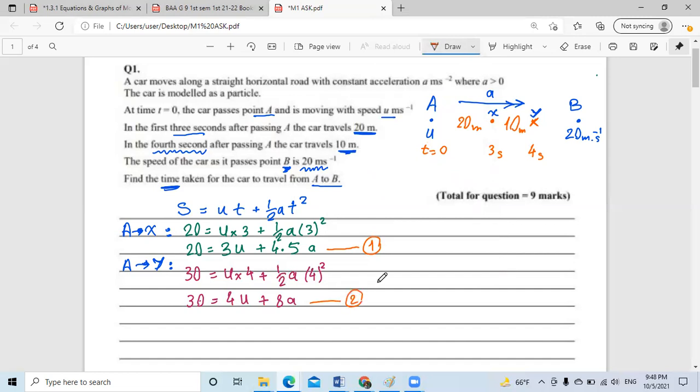Now I have two equations with two unknowns. I'll multiply equation number 1 by -4 and equation number 2 by 3, or use any other math method, and add both equations to find the value of a. I will cancel the value of u, or I can cancel the value of a and find the value of u. It's my decision what I need to do. Now let's continue.